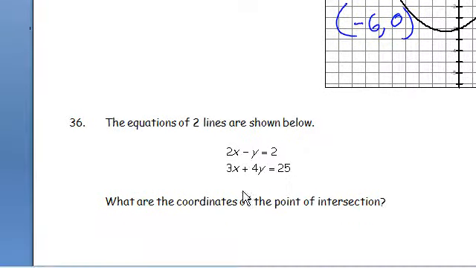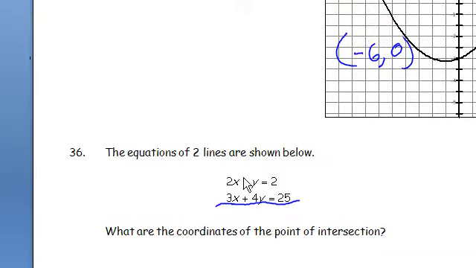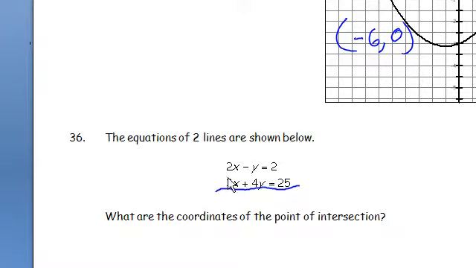Alright, 2 equations are shown below. What is the coordinate of the point of intersection? So we need to solve this system. So if you recall, the way we solve a system is by either substitution or elimination. And we use elimination when all of our variables, all of our x's and our y's line up on top of each other, and our constants line up on top of each other. So we will use the elimination method here.